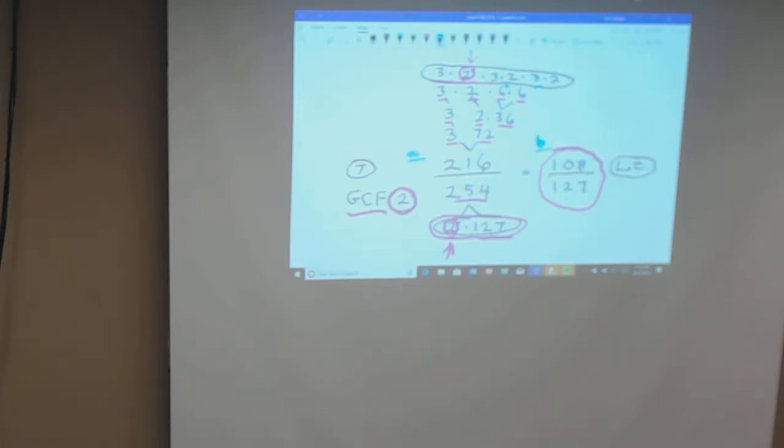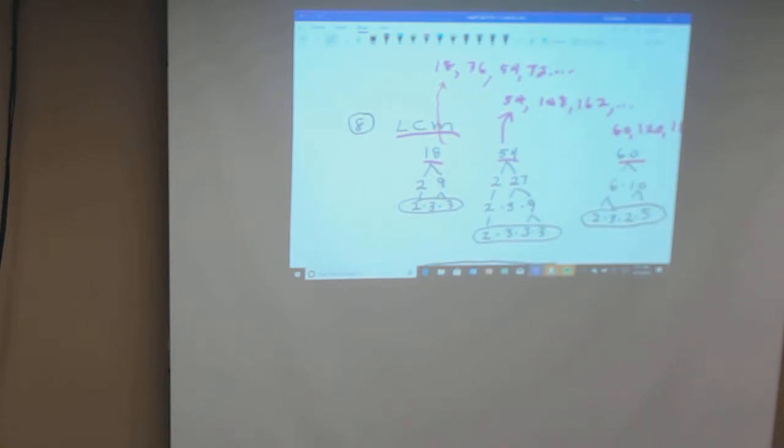Now, are there any common factors between this list and this list? Yeah, there's a 2 in here, and there's a 2 in here. So that means I can cancel out those 2's, and that leaves me with 3 times 3 times 2 times 3 times 2, which is 108 over 127. And that's the B part. That's reducing it down.